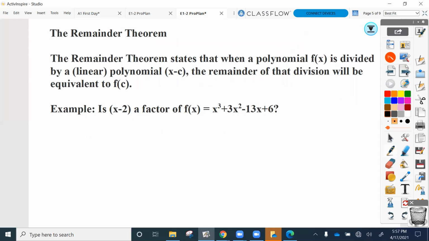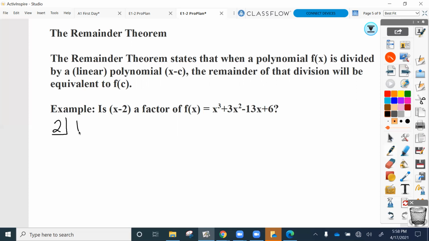So that's the factor theorem. Then there's the remainder theorem. And the remainder theorem says that when a polynomial is divided by a linear polynomial, again, like x minus c, then the remainder of that division is going to be equivalent to whatever f of c is. All right, so for example, let's do synthetic division. We're going to divide f of x, which is x cubed plus 3x squared minus 13x plus 6. This is the same problem from the last example, but I'm going to use synthetic division this time.